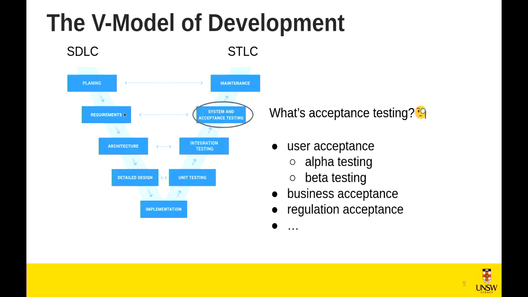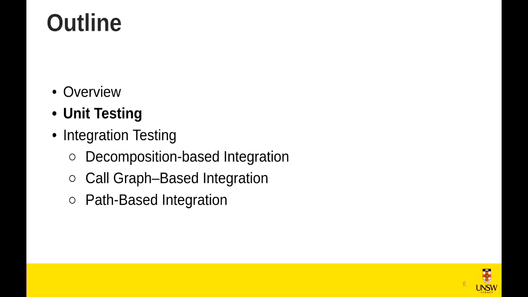And we also have other kinds of acceptance testing, like business acceptance, or more importantly, regulation acceptance for some safety or security critical software. So this is acceptance testing, but we won't go through the details of acceptance testing in this course. And now, that's all about different levels of testing. So basically, the idea is to have one particular testing plan for each development stage.